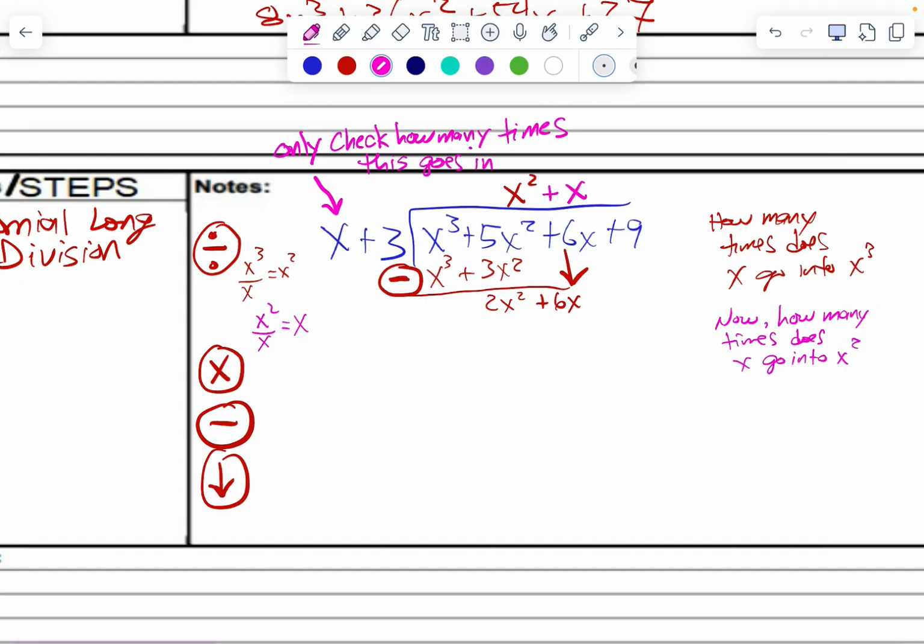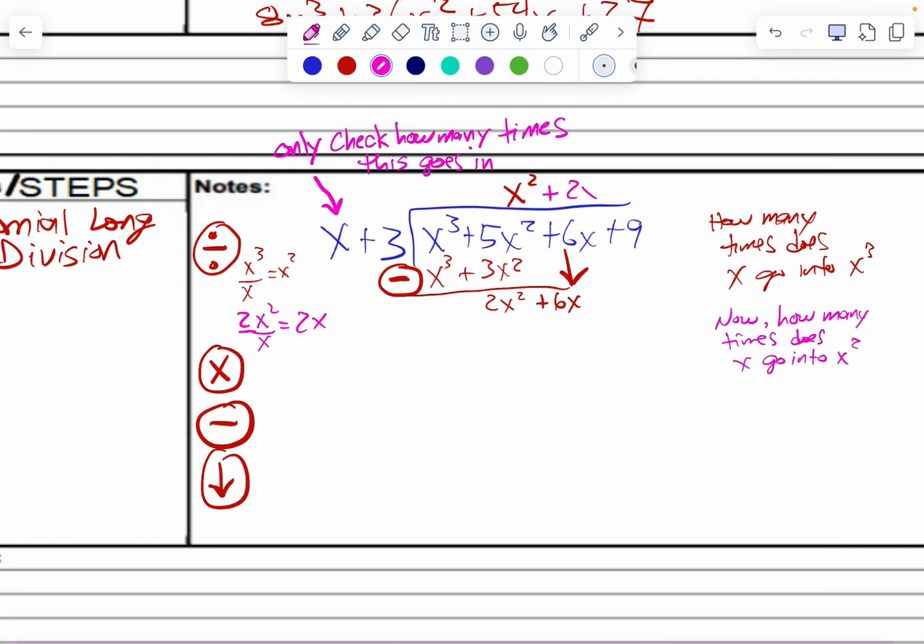By the way, I didn't think about this till just now. It's 2x squared, not just x squared. So x squared divided by x is x. Sorry about that. But we need a 2 in front of it, don't we, in order to match?